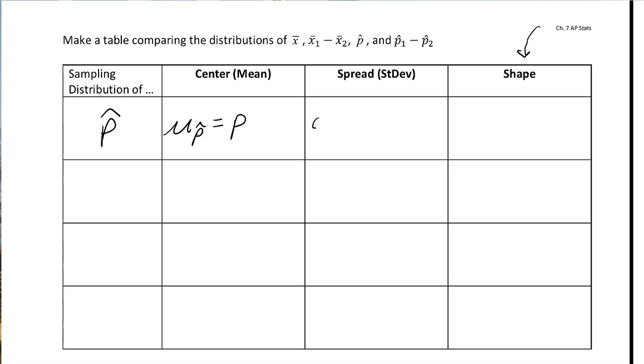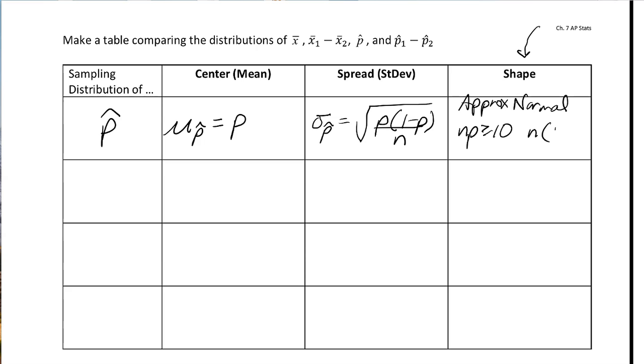The standard deviation of all those p hats would be the square root of p times 1 minus p over n, the sample size. So the standard deviation tells us how much we expect p hat to vary, typically from sample to sample, from the mean of the sampling distribution. And then the shape: we have an approximately normal shape if 2 things are true. First, the number of successes, n times p, is greater than or equal to 10, and n times 1 minus p is greater than or equal to 10. So that's our first sampling distribution that we looked at.